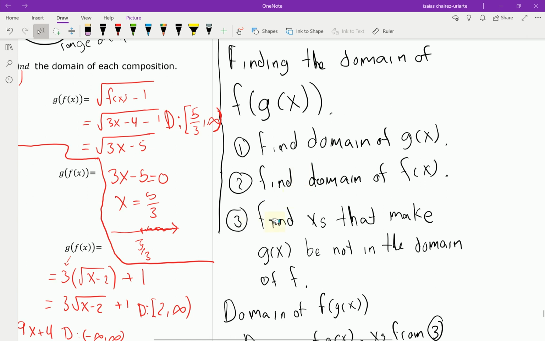And then here in step 3, what I've said is find all of the x's that make g of x not be in the domain of f.